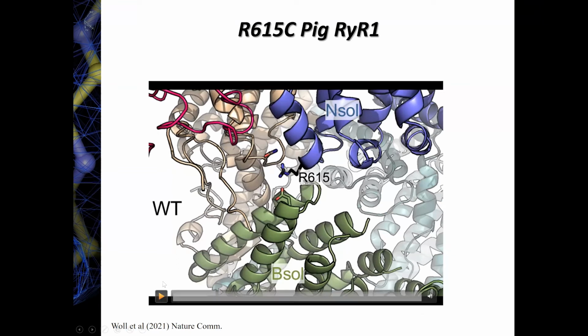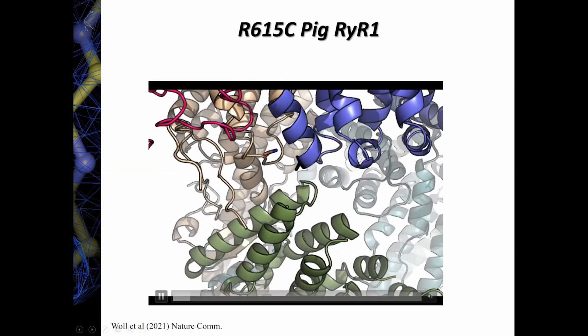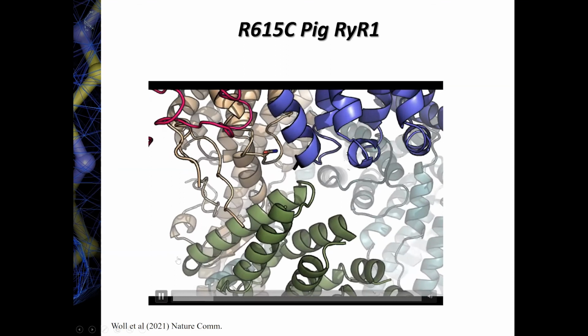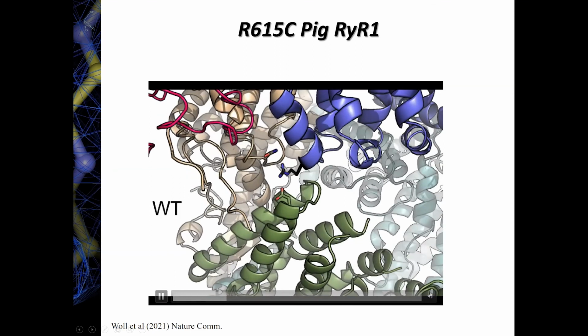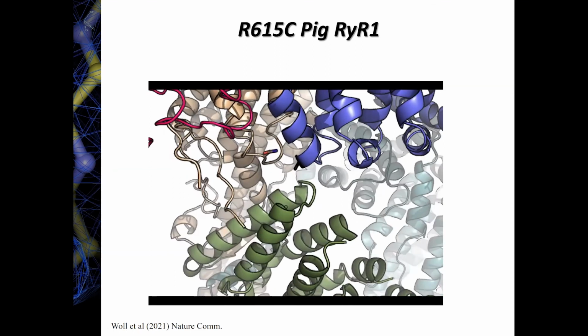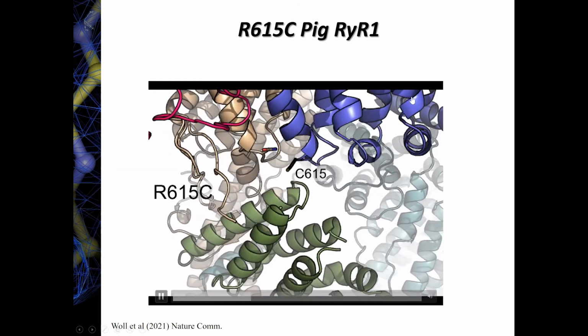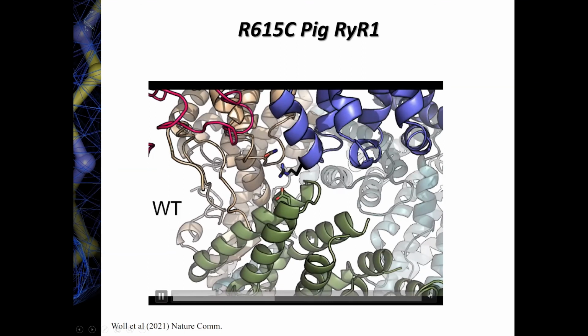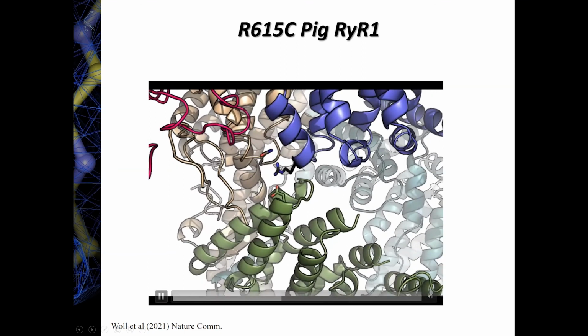And so if this animation plays well, we're going to toggle between wild type and disease mutant. And what you hopefully can see is that introducing this mutation triggers some pretty large conformational changes. And you can describe it as kind of a tilting motion. So relative to this blue solenoid, you see this green solenoid and other parts of the ryanodine receptor actually tilting away.